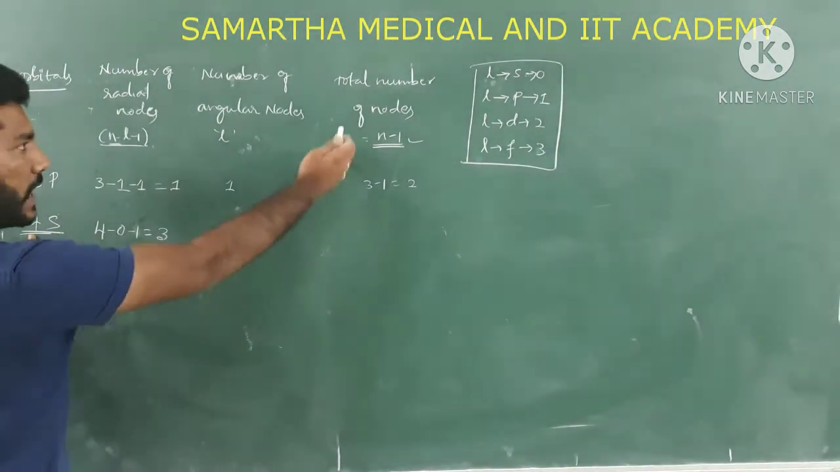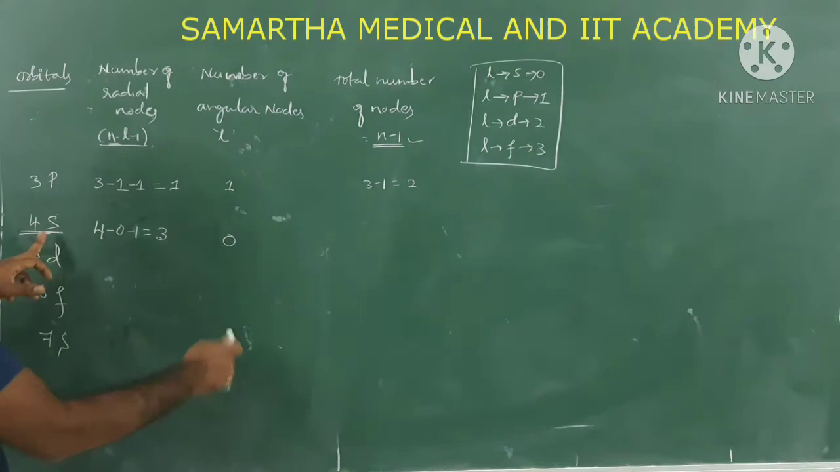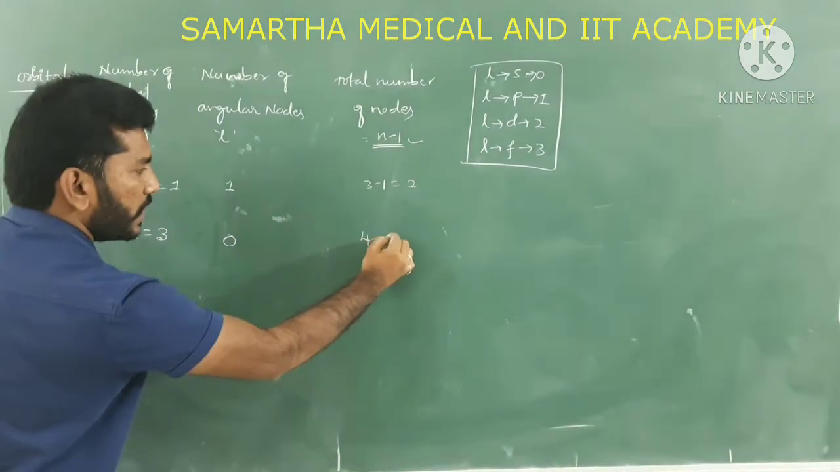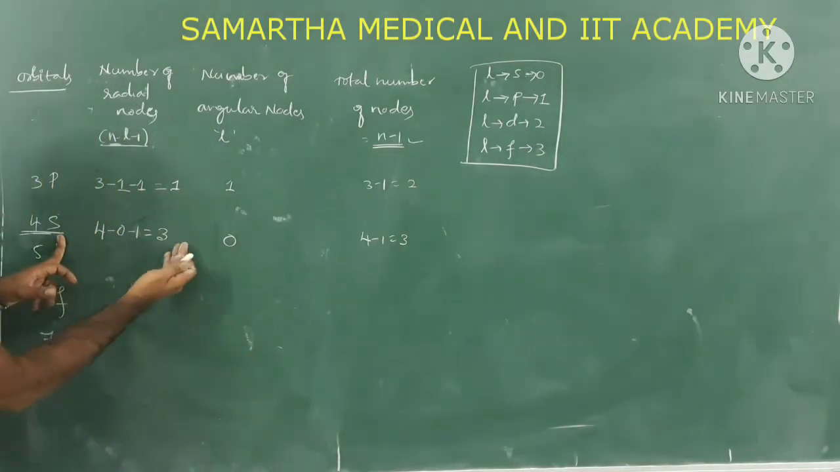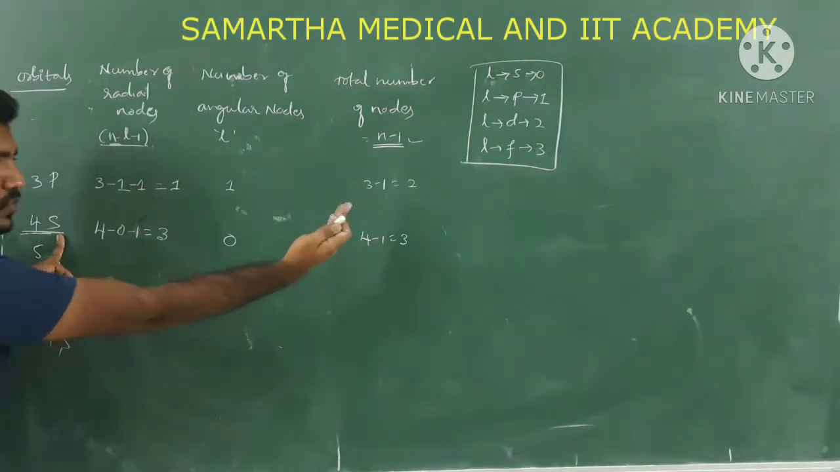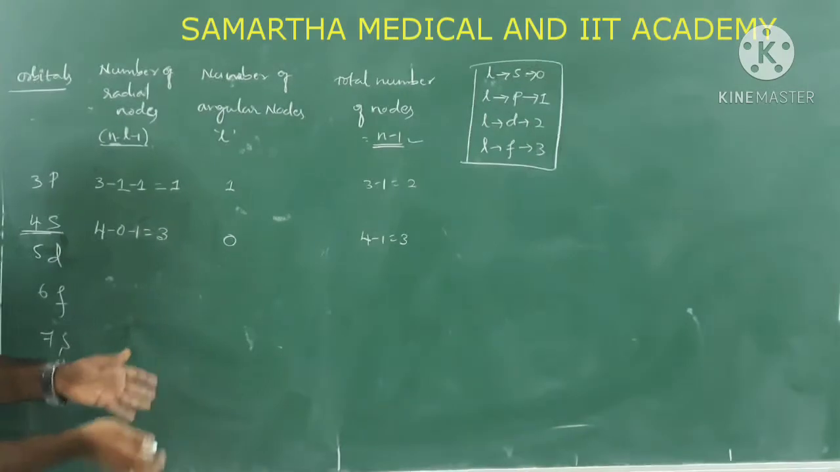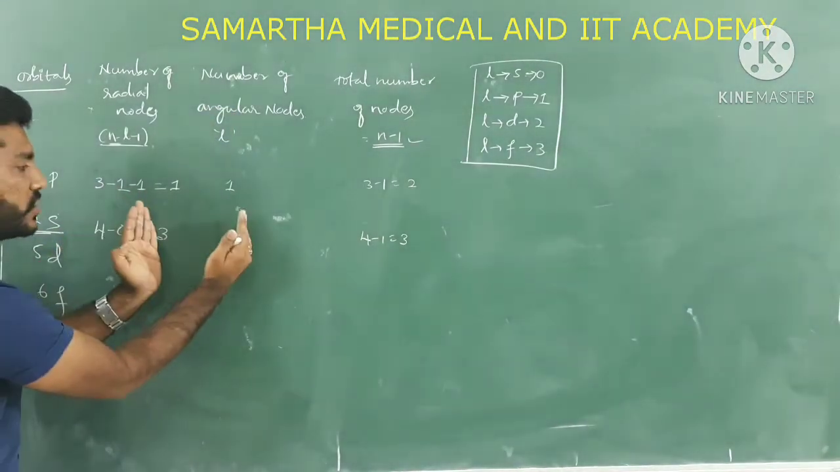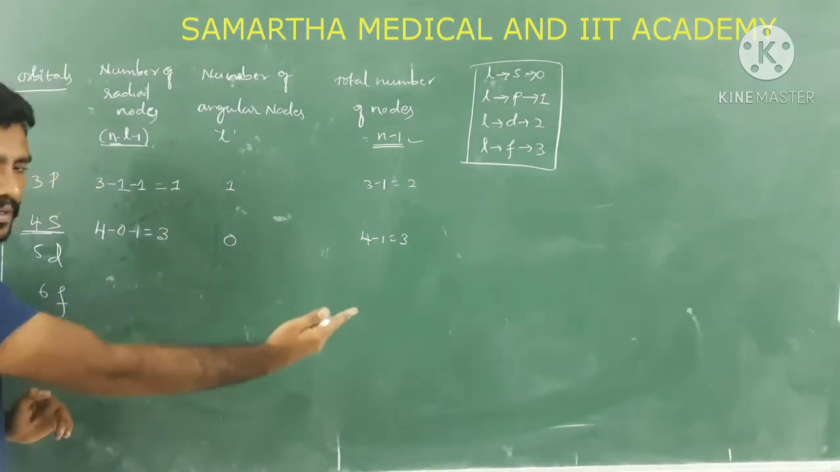Okay, and let's calculate the total number of nodes, guys. So that is the n minus 1 formula. n value here is 4. 4 minus 1, that is 3. So that is 3 plus 0, 3. Okay, that is the total number of nodes. Individually you are going to get radial nodes 3 and angular nodes 0. Total number of nodes means the combination of these two, that is 3 plus 0, 3, isn't it?